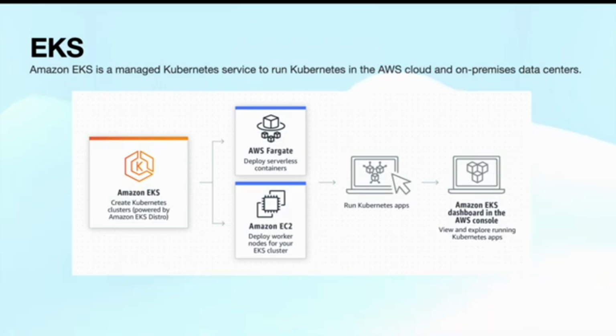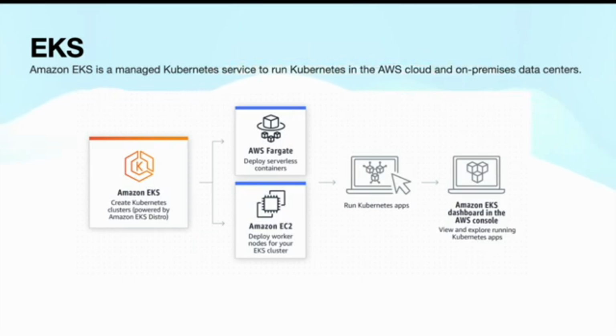So you can even offload the data plane workloads using AWS Fargate as a serverless computing option. Otherwise, you can have ECS node groups or ECS as the data plane for running all the workloads in the EKS cluster.